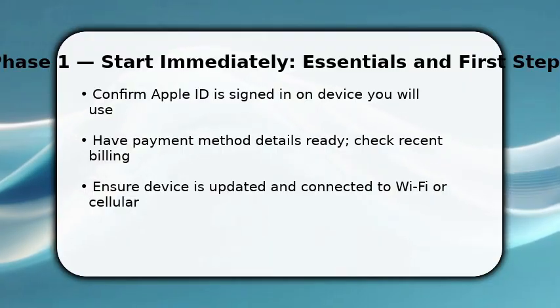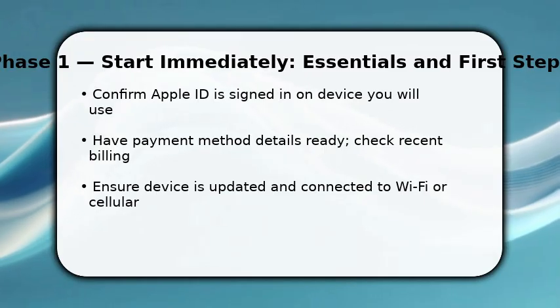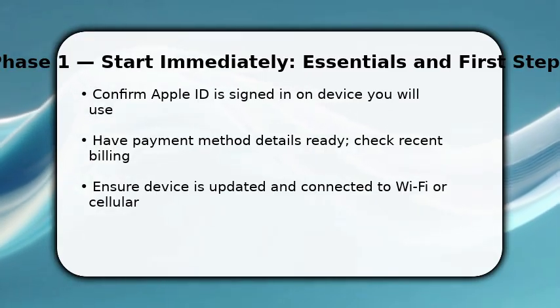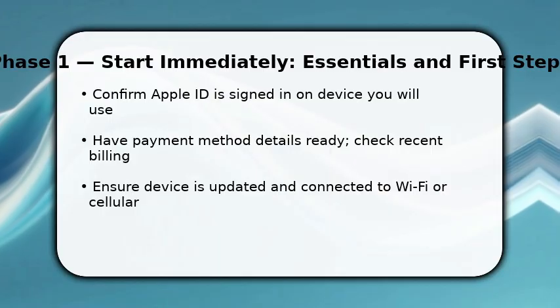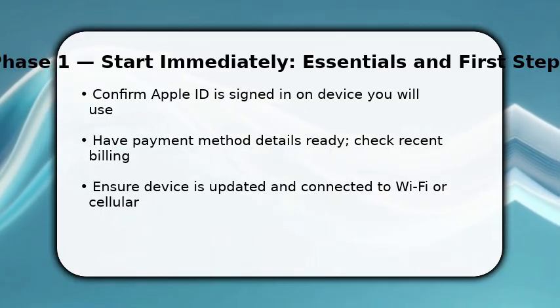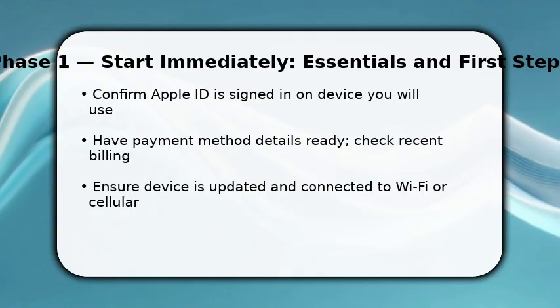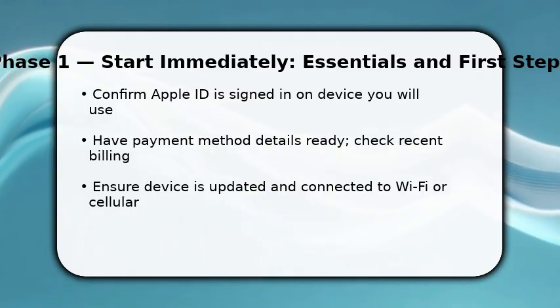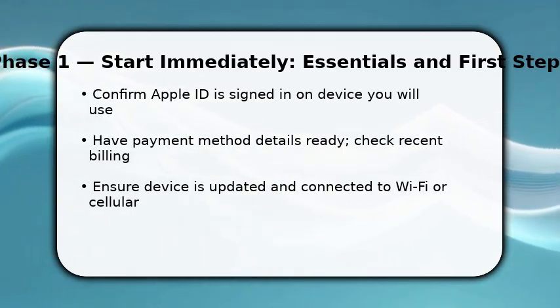You start by opening Settings and tapping your name. This immediately shows Apple ID and subscriptions. Once there, tap Subscriptions to view active plans. Make sure you're on the device that manages billing, because changes apply to the Apple ID across devices.